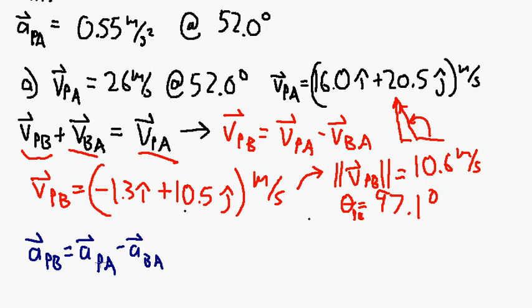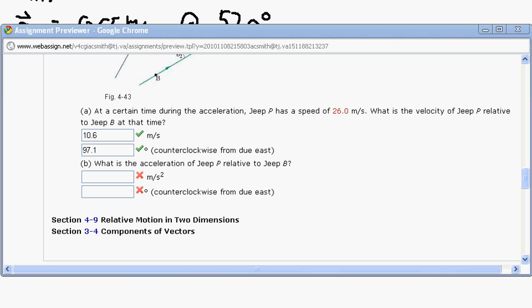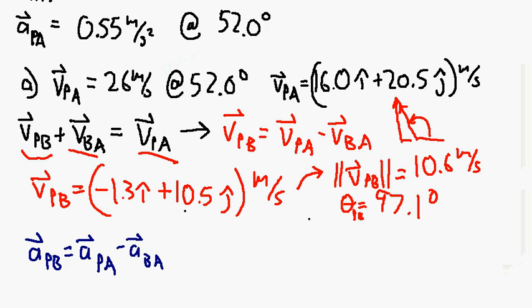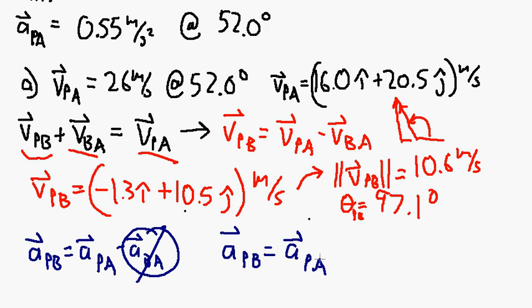Now the acceleration of B, which is the Jeep, is not accelerating, right? So B is not accelerating, so this right here is 0. And this is what we want to find, which means the acceleration of P with respect to B is the acceleration of P with respect to A. Same deal, because B is not accelerating with respect to A. So really that's all we do.